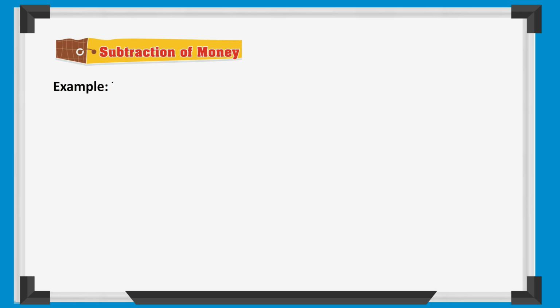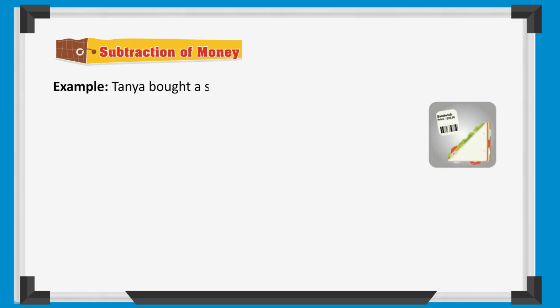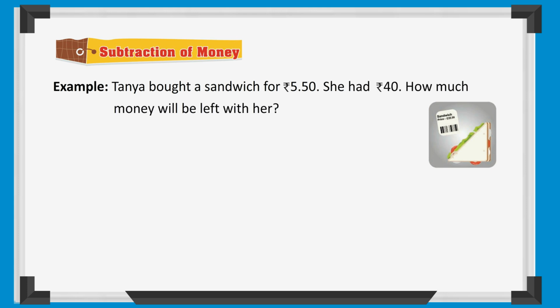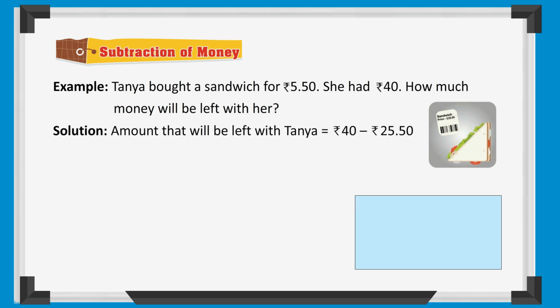Example. Tanya bought a sandwich for 5 rupees and 50 paise. She had 40 rupees. How much money will be left with her? Solution. Amount that will be left with Tanya equals 40 rupees minus 25 rupees and 50 paise.